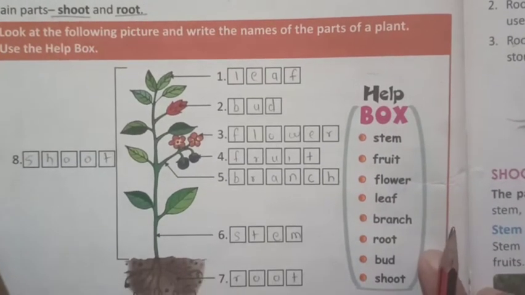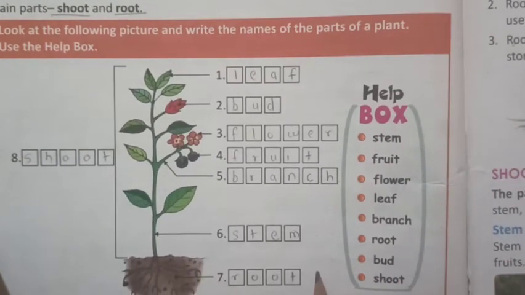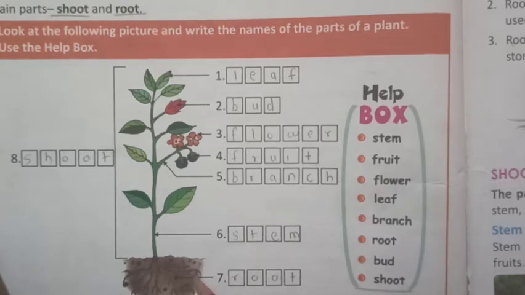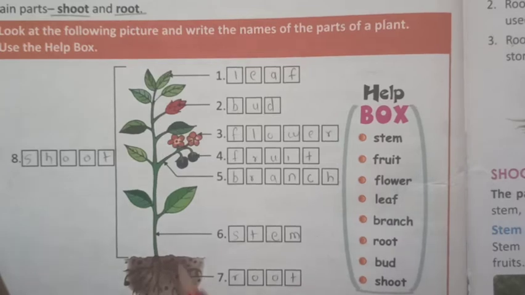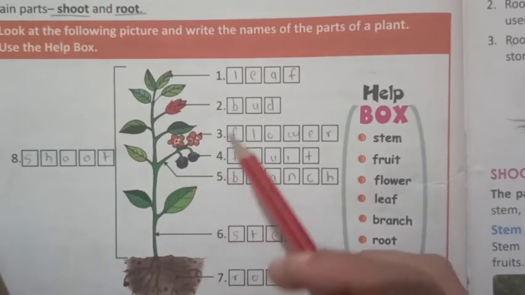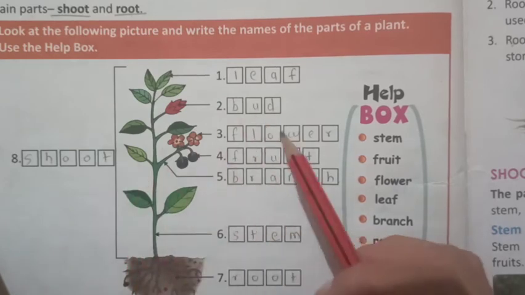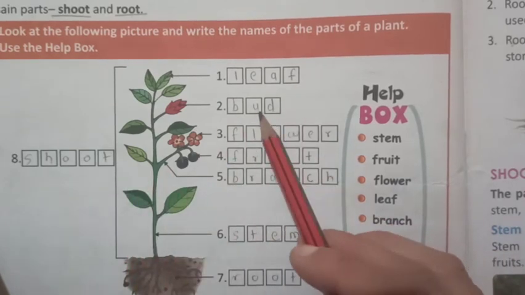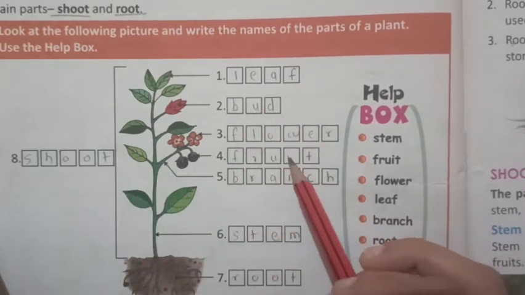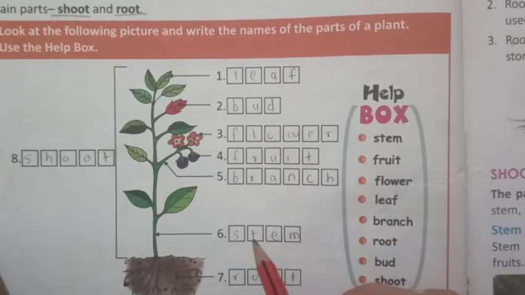In this picture, you can see the parts of the plant. So, the part which is under the soil is the root and the part which is above the soil is the shoot. In shoot, we have leaf, bud, flower, fruit, branch and stem.